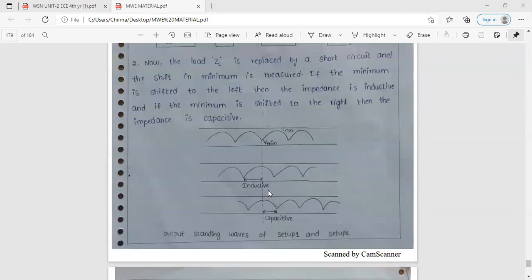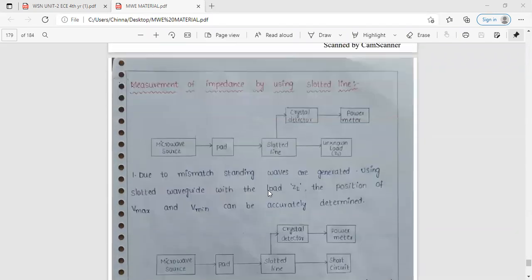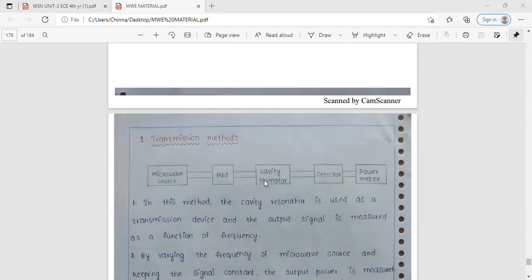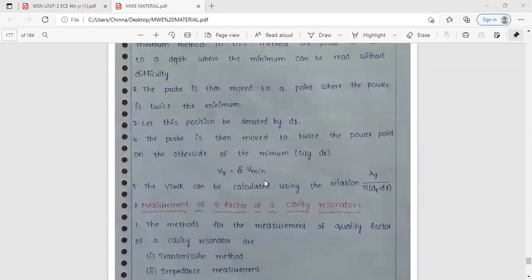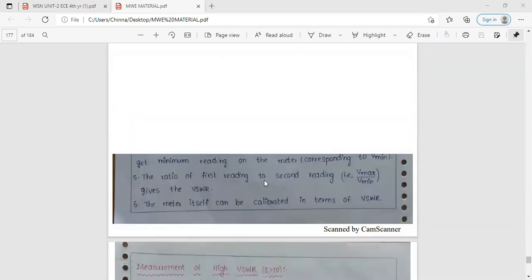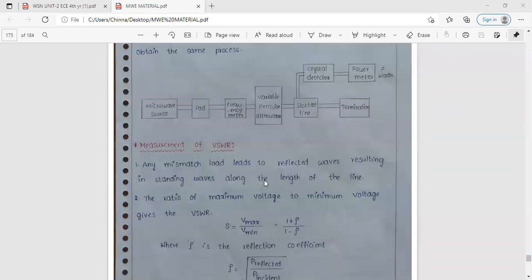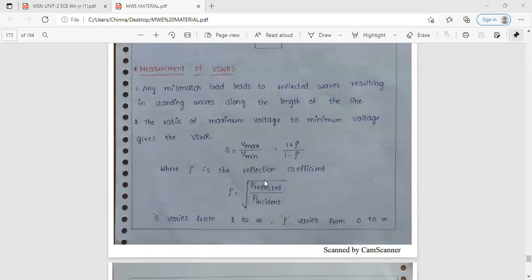So we can see here once again today's topic: measurement of the voltage standing wave ratio. A mismatched load leads to reflected waves, resulting in standing waves along the length of the line. The ratio of the maximum voltage to the minimum voltage is considered as the voltage standing wave ratio. So S is equal to V maximum by V minimum.